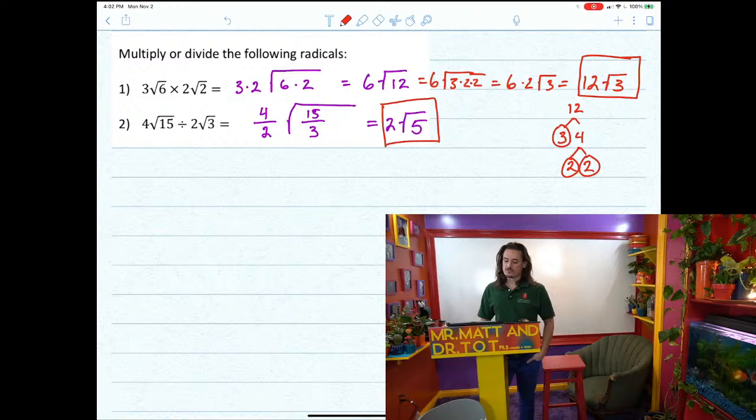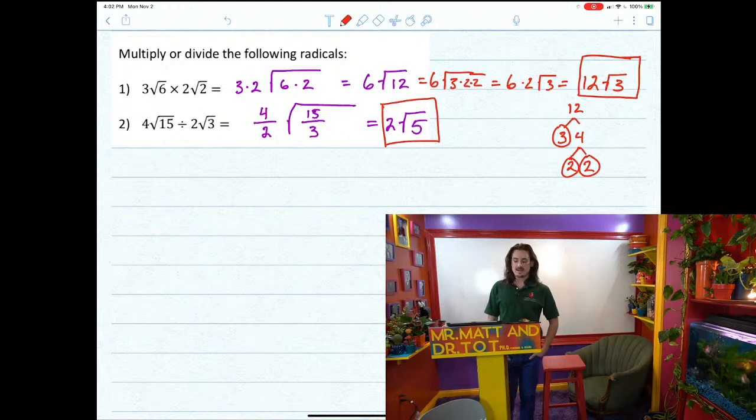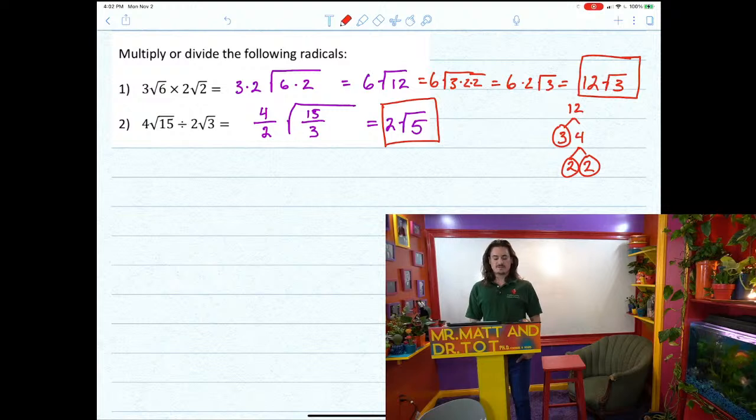For number 2, 4 root 15 divided by 2 root 3. So again, just dividing the coefficient by coefficient and radicand by radicand. 4 divided by 2 is 2. 15 divided by 3 is 5. So this is going to end up simplifying into 2 root 5. If you have any questions, then please let me know.